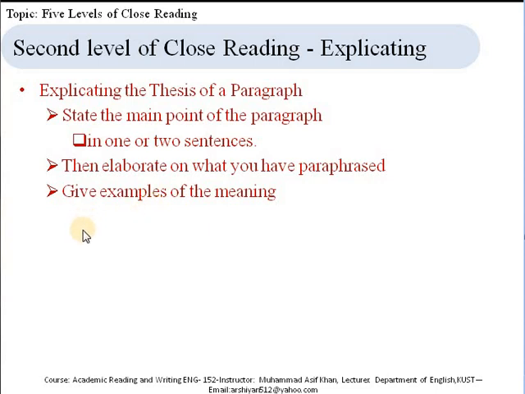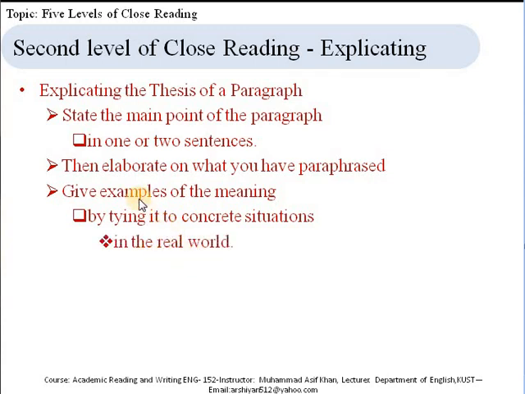And the third step of explicating is that you give examples of the meanings, and you do this by tying it to concrete situations in the real world. So you are giving examples from the real world, and you are tying it down to concrete situations. What you are reading in the text, you are connecting with the real situation and with the real world. And you can start this with phrases like, for example. So in the first step, we stated the main idea, then we elaborated the paraphrased ideas, and in the third step, we give concrete examples from real world situations.